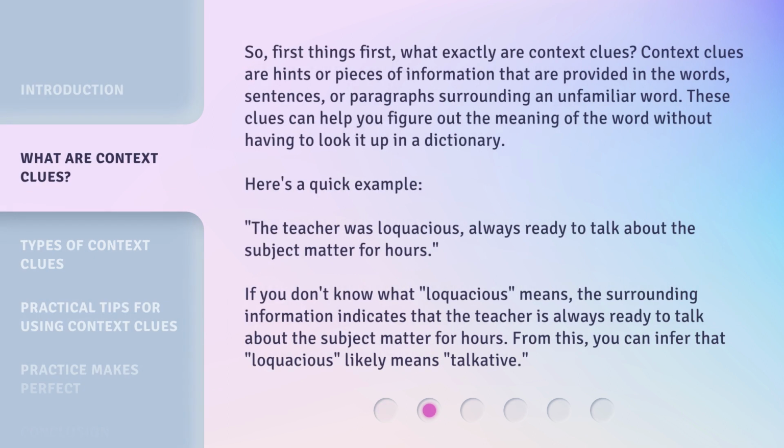So, first things first, what exactly are context clues? Context clues are hints or pieces of information that are provided in the words, sentences, or paragraphs surrounding an unfamiliar word. These clues can help you figure out the meaning of the word without having to look it up in a dictionary. Here's a quick example.